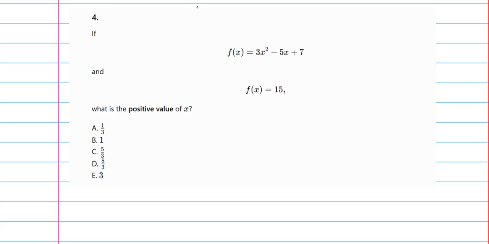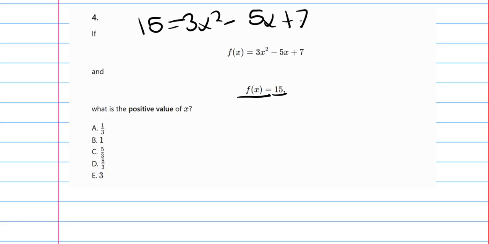Next would be number 4. 3x squared minus 5x plus 7. We are given the output value of 15. So I can just substitute first before doing something. So basically, minus 15 both sides, minus 15. And 3x squared minus 5x, that would be negative 5. Wait, negative 8, sorry.